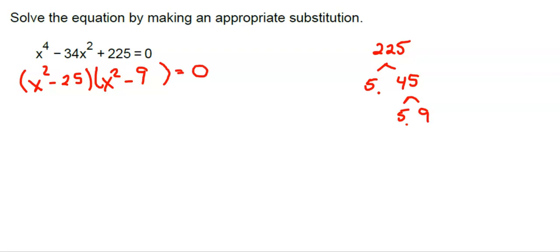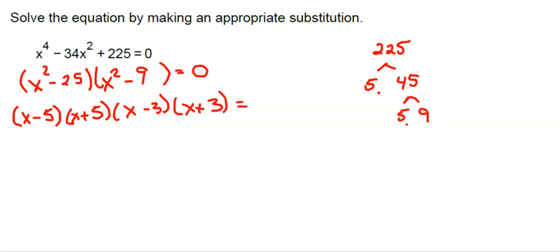All right, so now each of those factors is a difference of squares, so we can factor those a little further. X squared minus 25 is x minus 5 times x plus 5. X squared minus 9 is x minus 3 times x plus 3, and we know at least one of those factors is a 0, so we can get our solutions from each factor. So either x is 5, or x is negative 5, or x is 3, or x is negative 3.